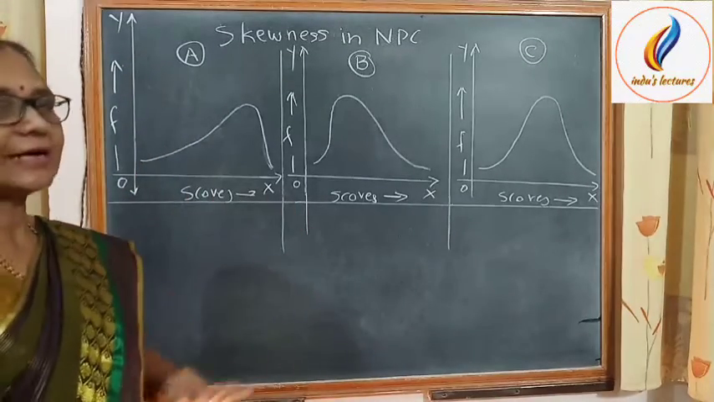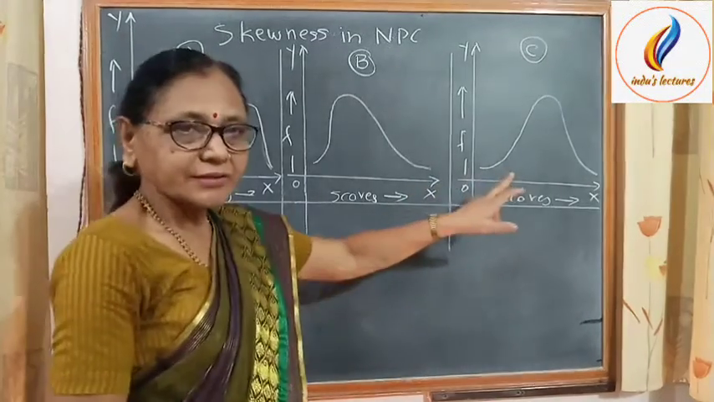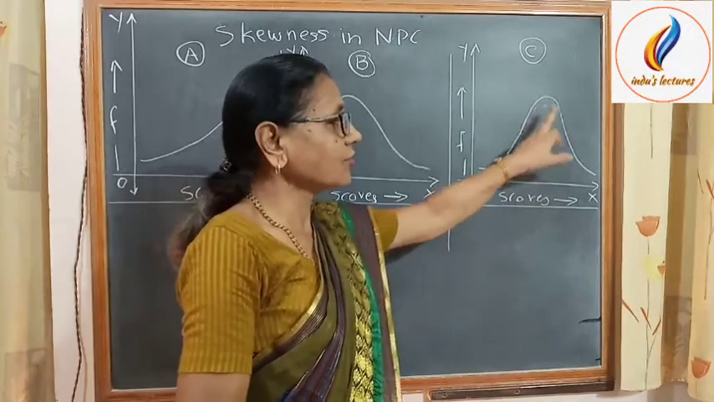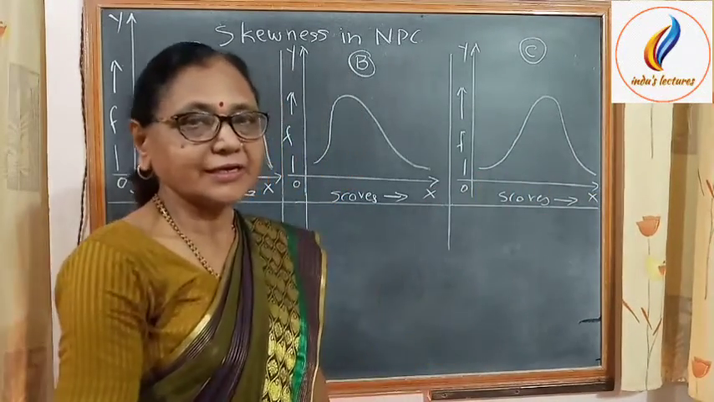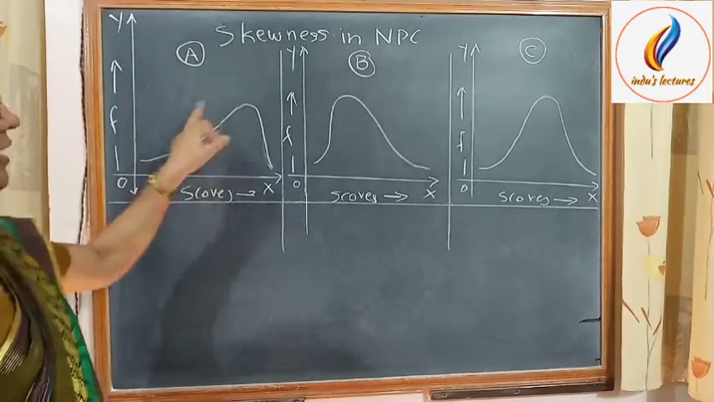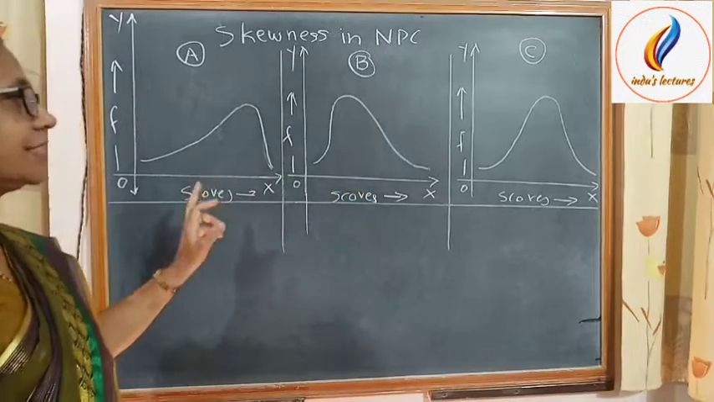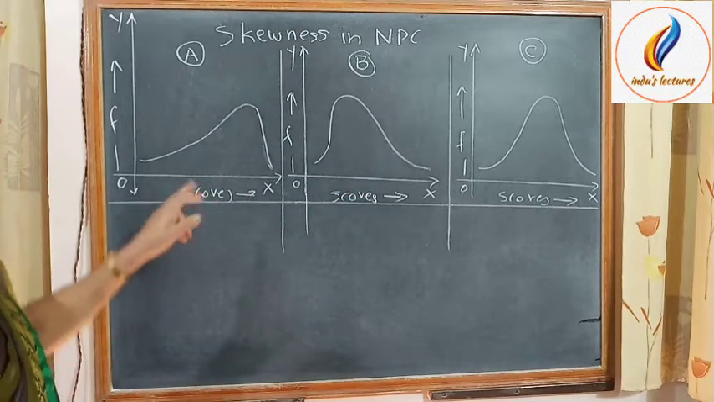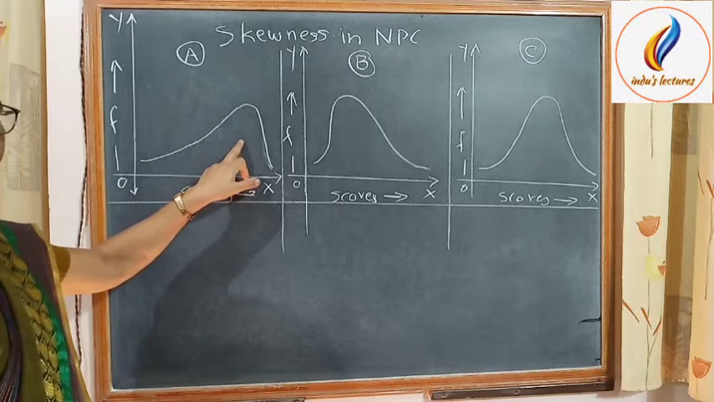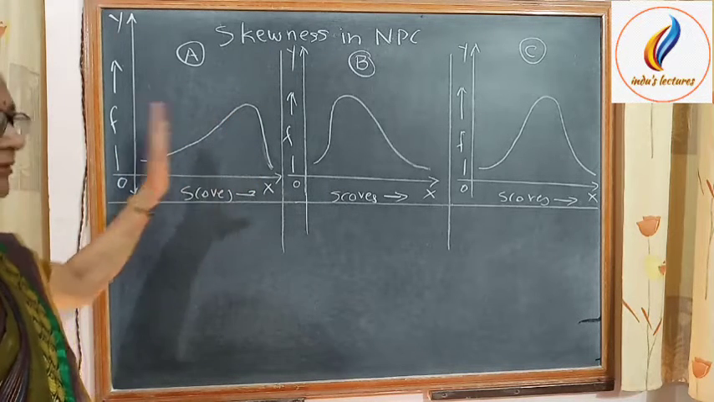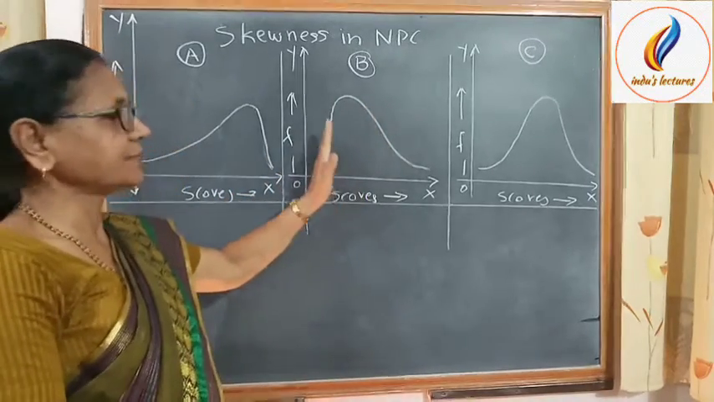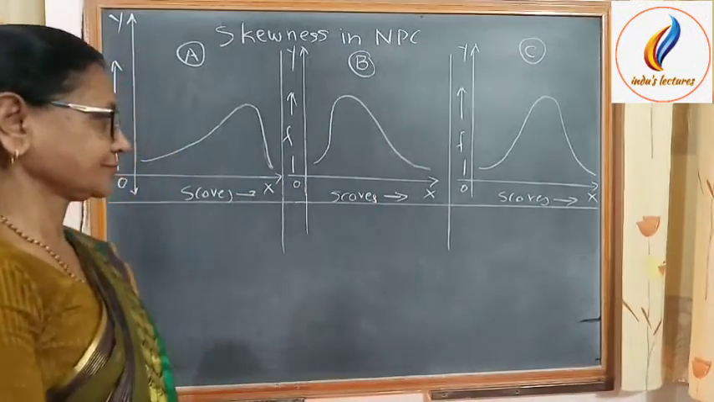Now it is observed that the distribution C is a normal distribution because the curve obtained is exactly, perfectly symmetrical. But in case of distribution A and distribution B, the curve deviates from normality. In case of distribution A, the curve is deviated at the left side of the ordinate, and in distribution B, the curve is deviated to the right side of the ordinate.